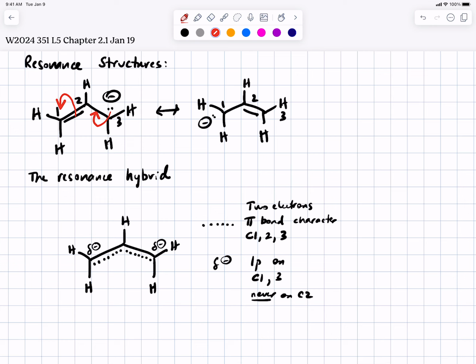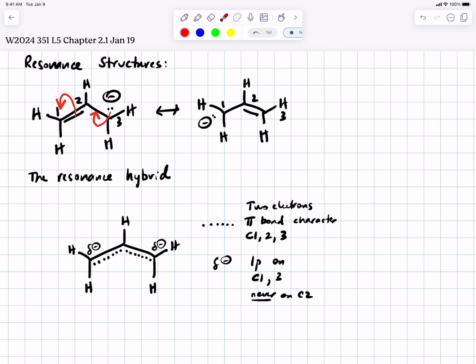Are you comfortable with what I've described as the resonance hybrid? Are you okay with the idea that you've got one pair of electrons indicated by the dotted line that are delocalized across 1, 2, and 3, and that you have another pair that are delocalized only on 1 and 3, but not on 2? Real quickly, I just want to show you how MO theory gives us a similar picture that corresponds to resonance.